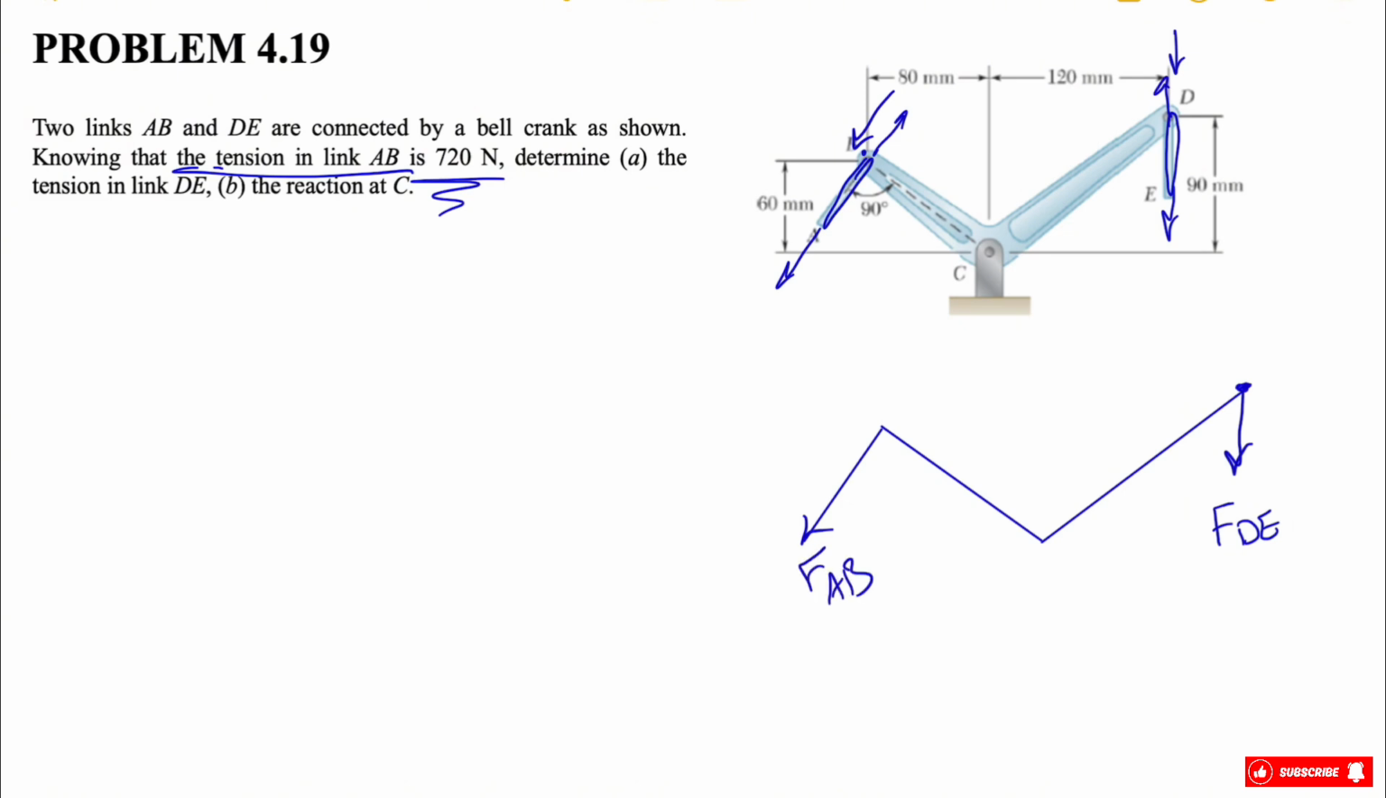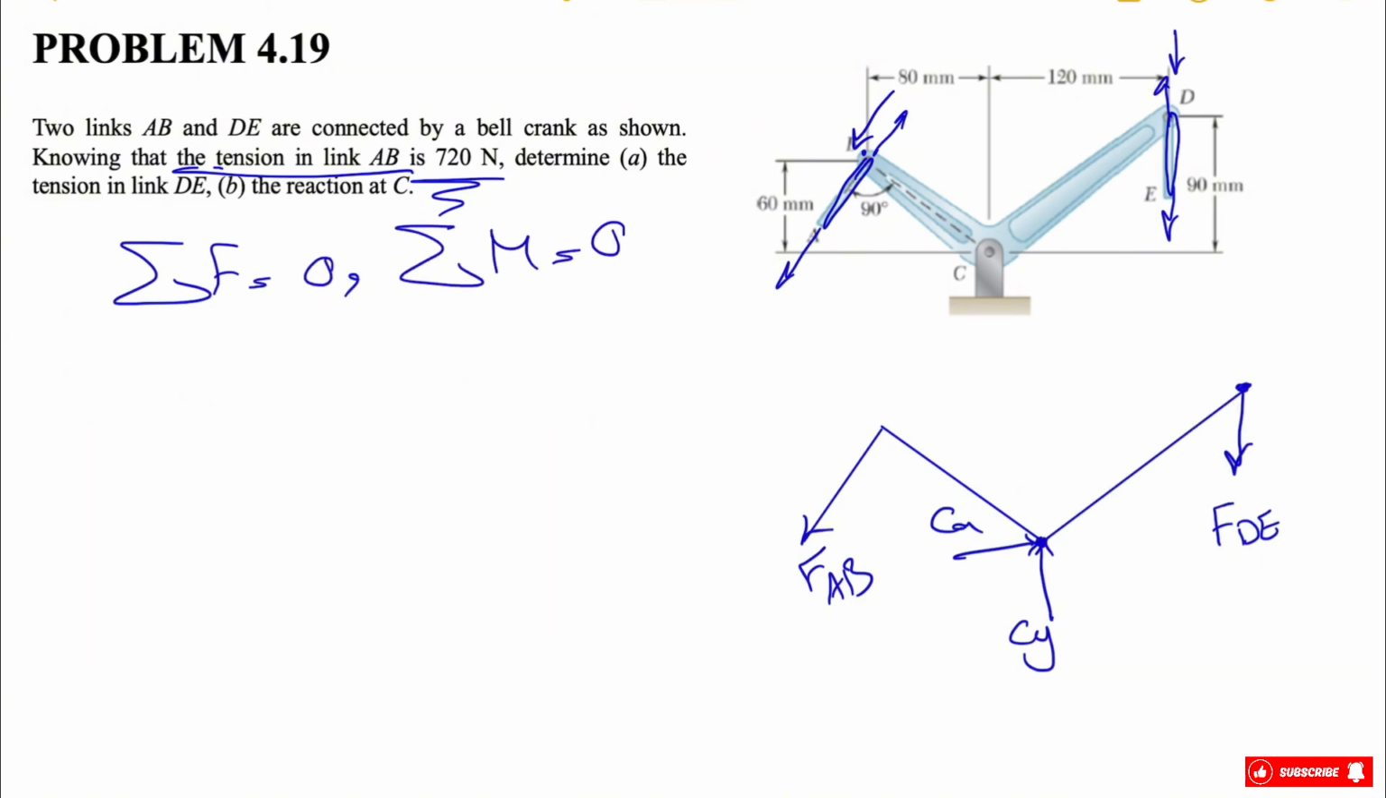We also have the pin at point C, which we need to find the reaction for, and since it's a pin, we have both X and Y components. We're going to go with our equilibrium equations: sum of all forces equals 0 and sum of all moments. We'll see that we have the most unknowns at point C, so we're going to start with our moment to cancel out the two unknowns that we have at point C.